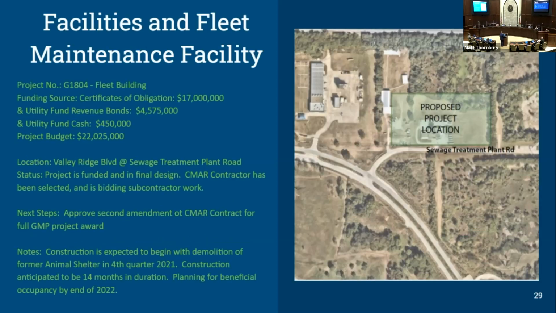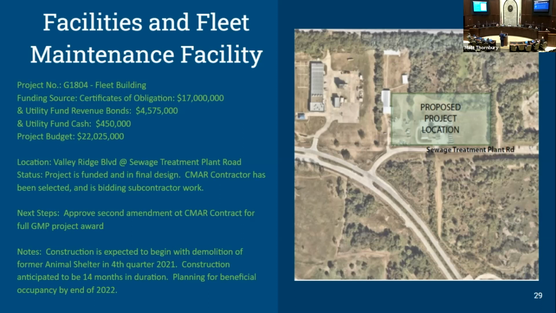The Fleet Facilities Maintenance Facility, we've talked a lot about that. That is on here. That is a total project budget right now of just over $22 million, $17 million of which is certificates of obligation, 4.575 utility fund revenue bonds, and then some utility fund cash.